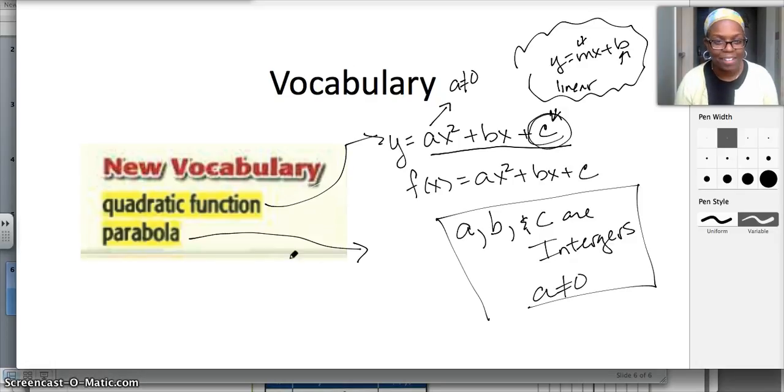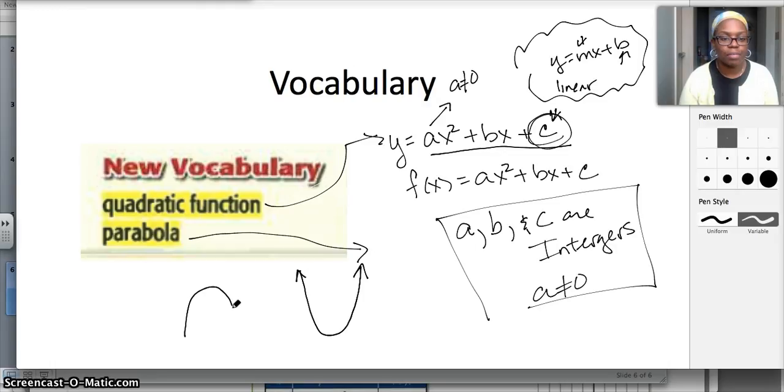So a parabola, now let's get to that, is what you get when you graph any function that is truly a quadratic function. You're going to get a shape that looks like this. It's not really a U and it's not a V. It's kind of a combination of the two. It's a beautiful curve. They can be upside down or right side up, meaning the two arrows can be going down to negative infinity, or going up to positive infinity. So those are the two vocabulary words that we need to keep in mind.